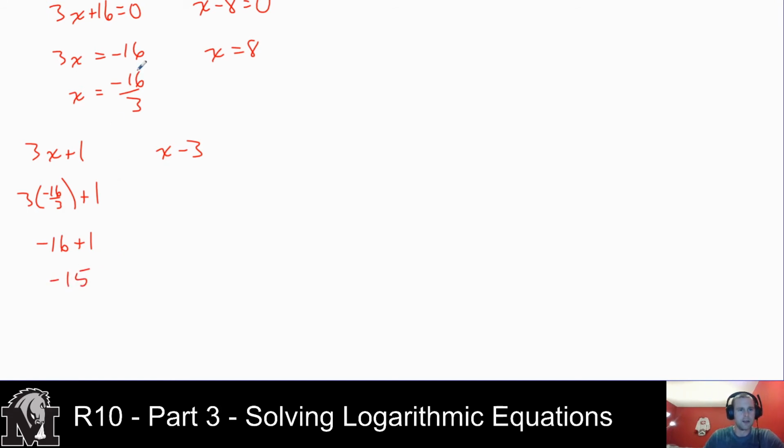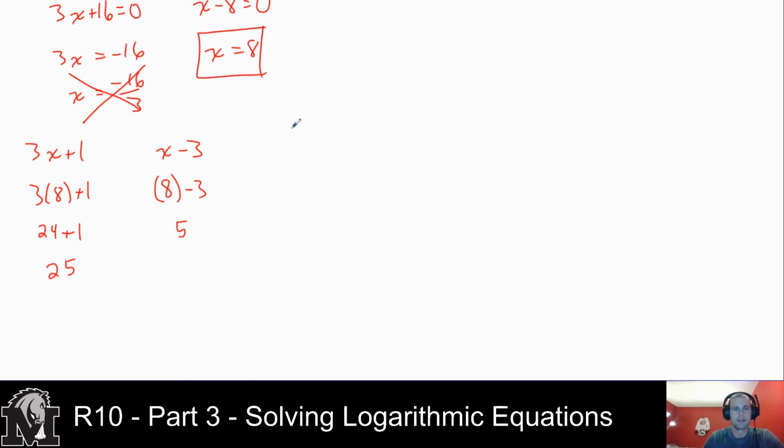So automatically, this does not work because in our one argument, we get a negative number. Now, you'll actually get a negative number here as well, but I'm not going to bother checking that one because we already saw that it doesn't work with the first one. So now let's try 8 in both of these arguments. So 3 times 8 plus 1, so that's 24 plus 1, which gives us 25. So that's a positive number, so that's okay. Now let's plug in 8 in the other one. So that equals 5, that's positive, so that works. So I have one solution, x is equal to 8.